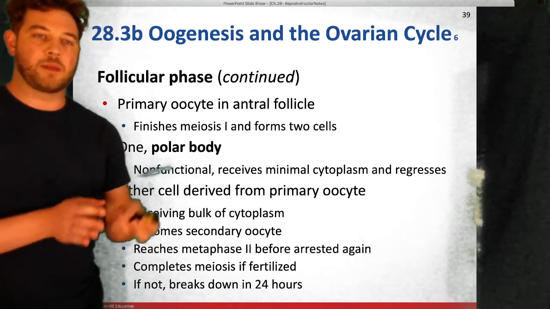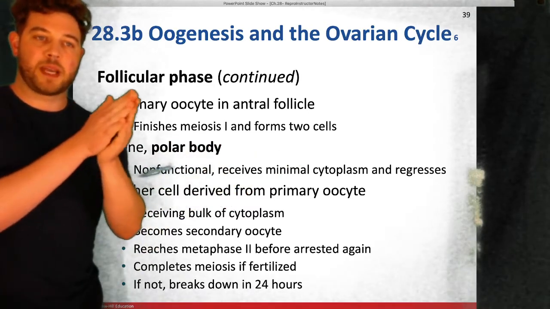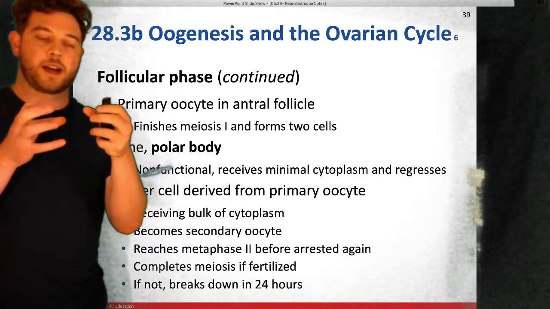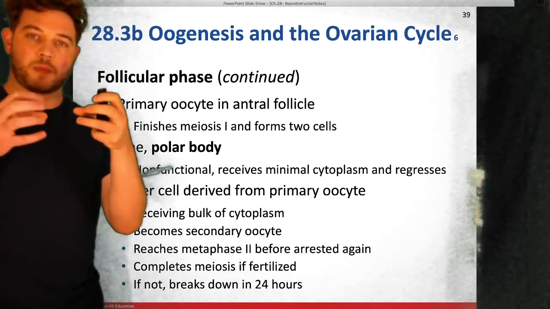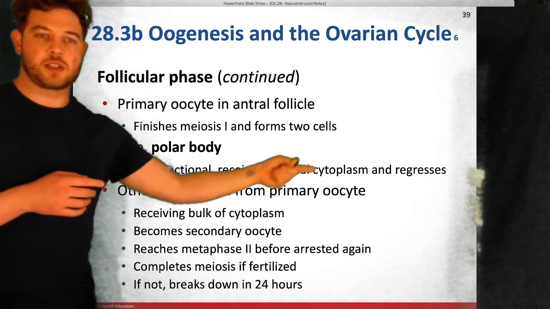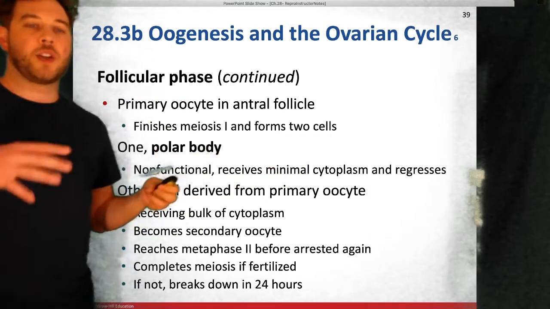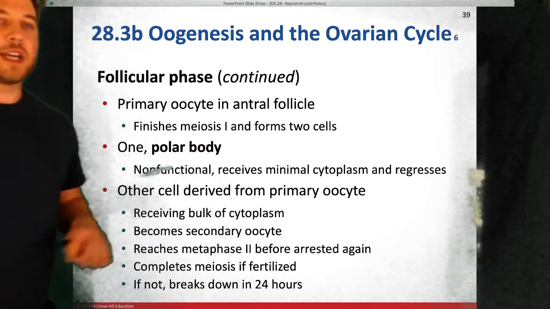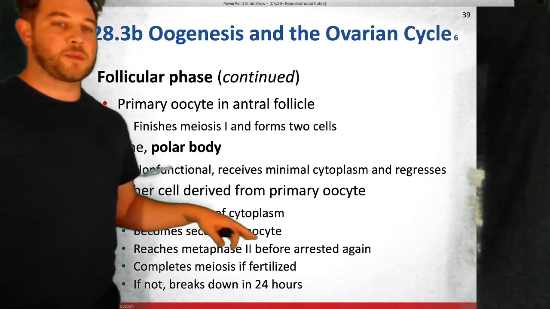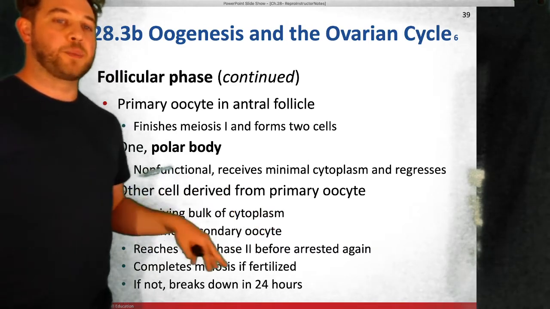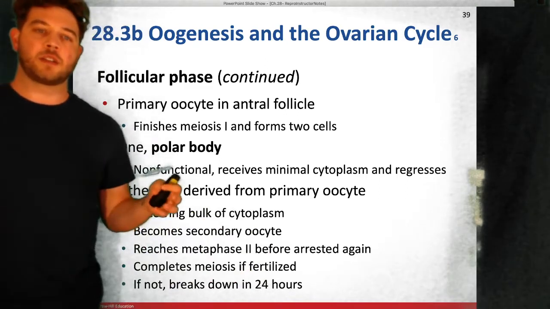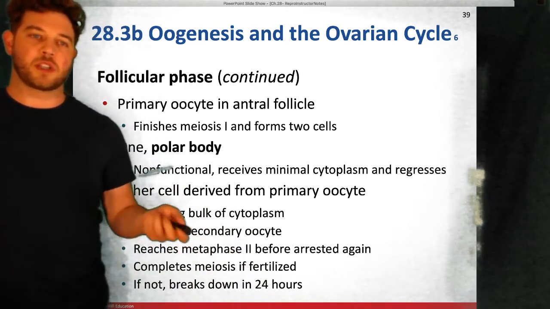So essentially that oocyte, that egg cell, is going from a primary to a secondary oocyte. It's going to finish meiosis 1, and instead of having equal cell sizes, you have one that's just a puny little nothing that literally gets broken back down, and one derived from the primary oocyte that receives the bulk of the cytoplasm. It develops fully into the secondary oocyte. It reaches metaphase 2 before pausing again, and completes meiosis if it's fertilized. If not, it breaks down in 24 hours. So after ovulation, if it is not fertilized within 24 hours, it'll start to break down.